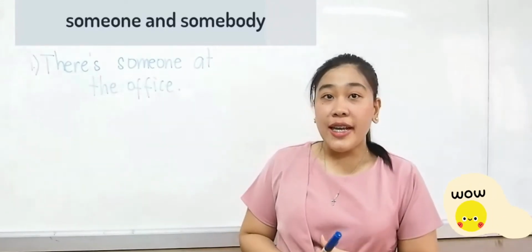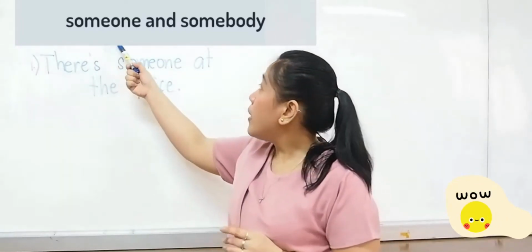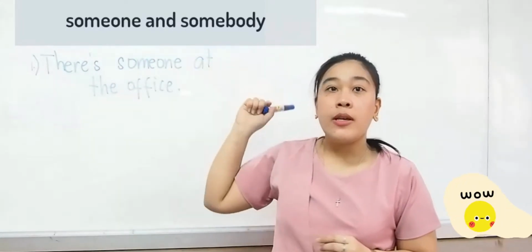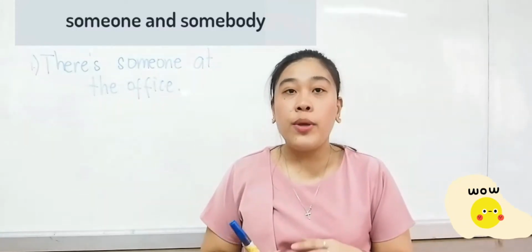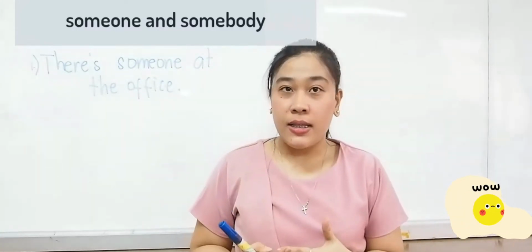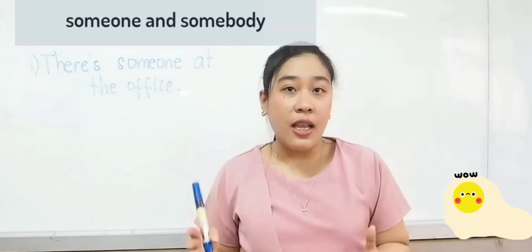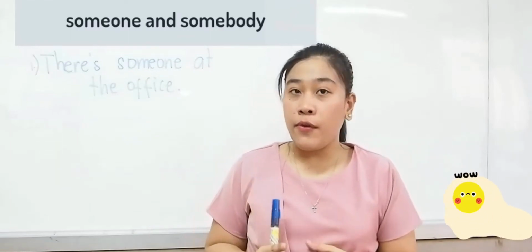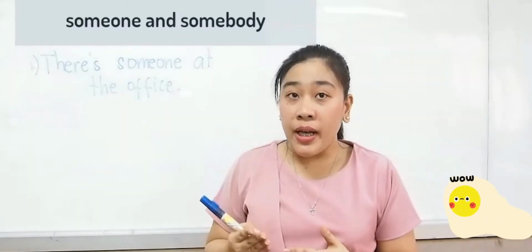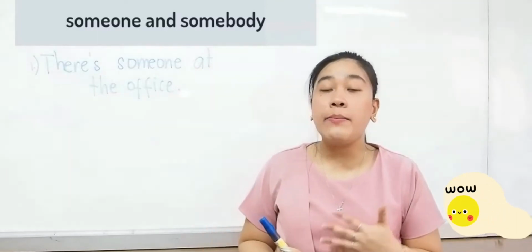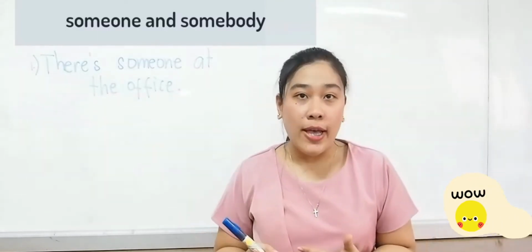There are lots of examples of indefinite pronouns, but we're just going to talk about the simple ones and the most common. So here, I have someone and somebody. For someone and somebody, we use them in a positive sentence, so it is a simple statement, not in a question form. We also use somebody and someone in making offers or requests.